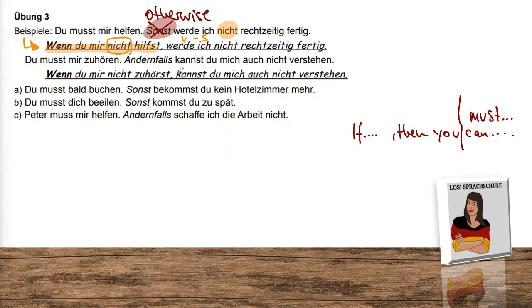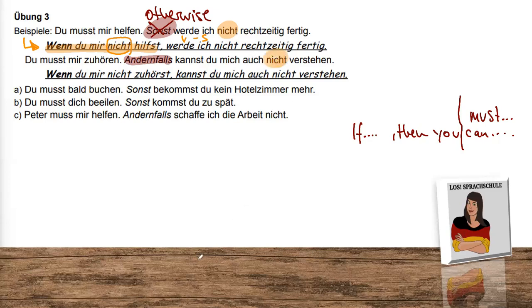I cannot emphasize this enough. It's really important, but I cannot repeat it again and again, really detailed. So verb, subject, construction. I will not be on time. Next example. Du musst mir zuhören. You have to listen to me. Andernfalls, same meaning, otherwise, kannst du mich auch nicht verstehen. Otherwise, you cannot understand me.